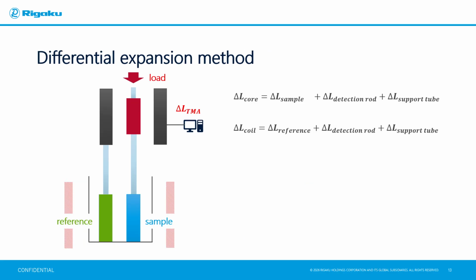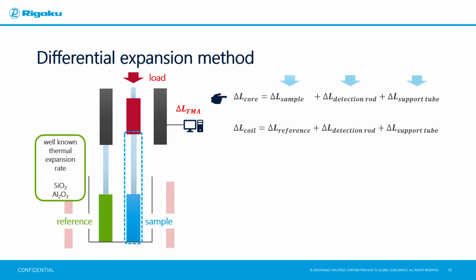As mentioned in the previous slide, when you want to accurately measure minute changes in the sample, using a differential expansion method is an effective method. In the differential expansion method, quartz or alumina, whose thermal expansions are known, are used as a reference material. The reference is placed on a support tube similar to the measurement sample, and the detection rod in contact with the reference is connected to the coil of the differential transformer. The key point in the differential expansion method is that a material with a known thermal expansion is used as the reference. Let's check the differences in core and coil displacement configurations during TMA measurement.